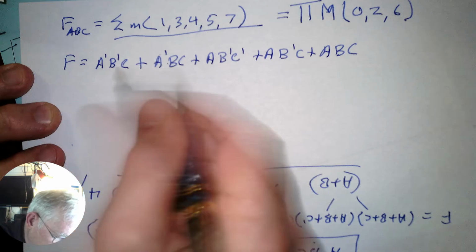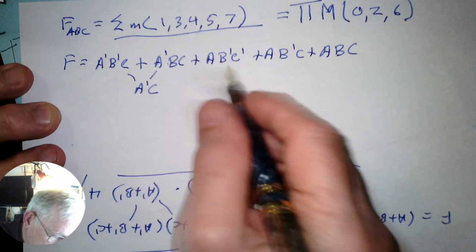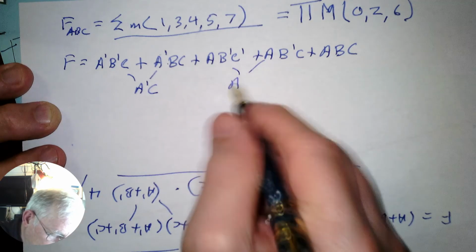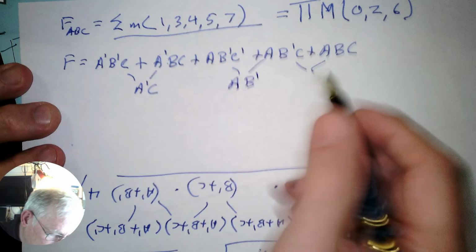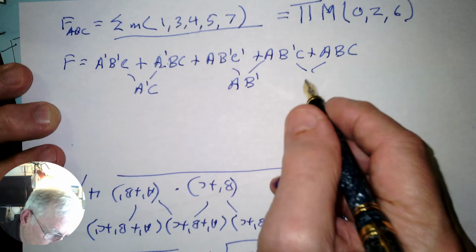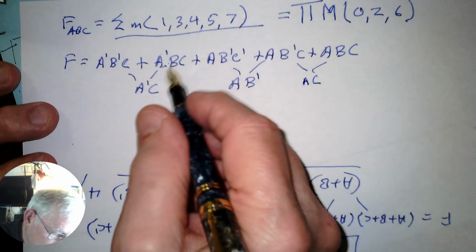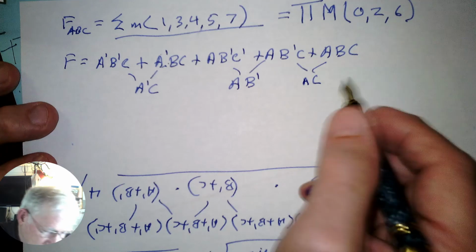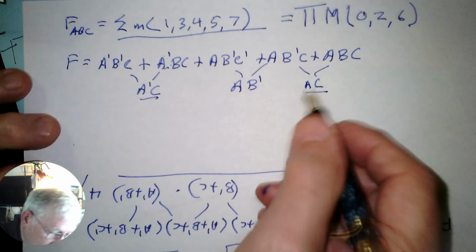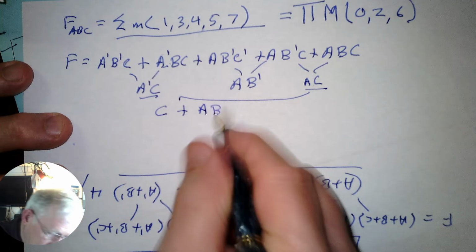This differs by the b prime, so we can combine these to get a prime c. What about this? This can combine, and the c is the only difference here, so we can combine these and get a b prime. And what about this? These two can combine. This could also combine with this, so we could get, in this case, the b drops, and we get a c. We could have combined this with this and gotten bc, so that's an option, but either way, it doesn't really help us. Oh, wait a minute. A c and a prime c can be combined to give us c. So that gives us c plus a b prime.